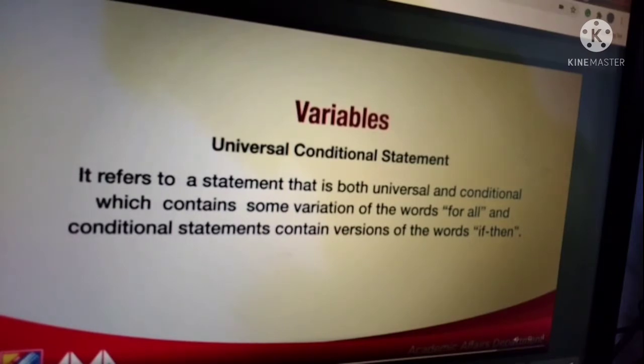When we are using for all, we are talking about universal, pangmaramihan, pangmalawakan na statement. Kumbaga, ang magbe-benefits ay para sa lahat. When we are talking about conditional statement, meron tayong specific. Like for example, we are using if-then statement, yung sinabi ko kanina. If the value of x is 5, then x plus 5 is equal to 10. Yun yung if-then statement. Okay, next.